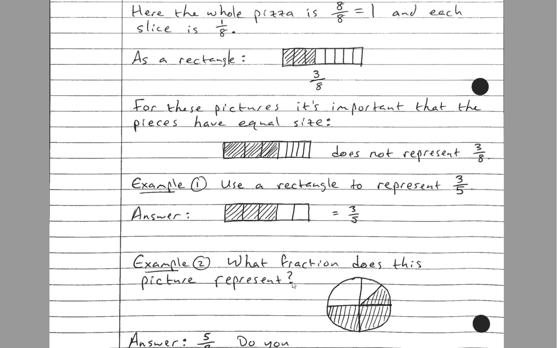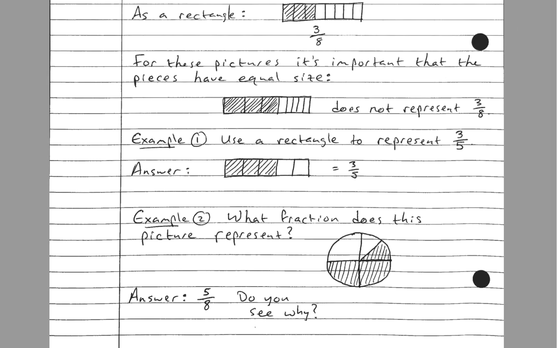Example 2, what fraction does this picture represent? Okay, so back to a circle here. It looks like 3 pieces have been shaded. 2 pieces are not shaded, so altogether there are 5 pieces, and we've shaded 3 of them. So the answer is 3/5 again. No, you can see we need all the pieces to be the same size.